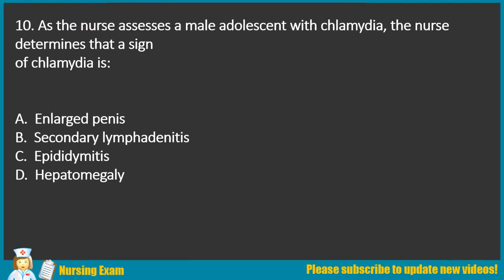Question 10. As the nurse assesses a male adolescent with chlamydia, the nurse determines that a sign of chlamydia is A. Enlarged penis. B. Secondary lymphadenitis. C. Epididymitis. D. Hepatomegaly.